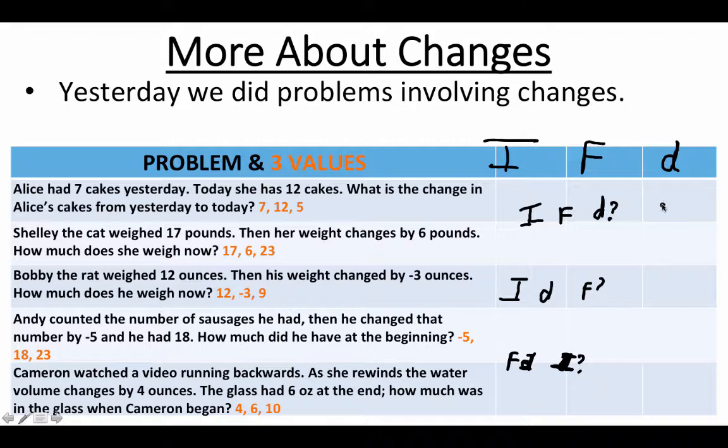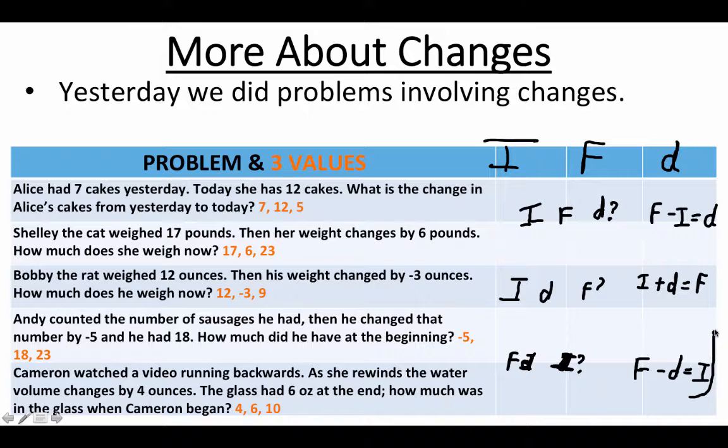So here are the answers. If I want the change, I have the final minus the initial, and that's the change, because that's by how much more F, the final amount, is bigger than I, the initial amount. If I have the initial amount and the change, if I add them together, you will get the final. And if I want the initial and I have the final and the change, I have to take the final and take off what happened to get the initial.